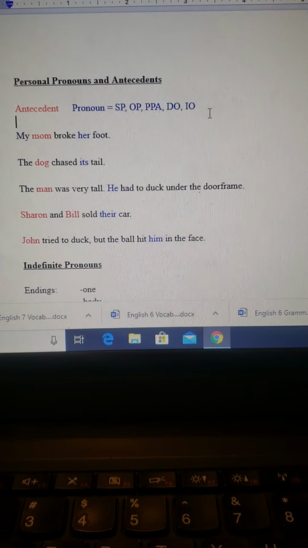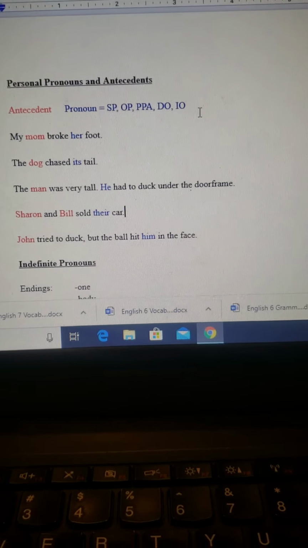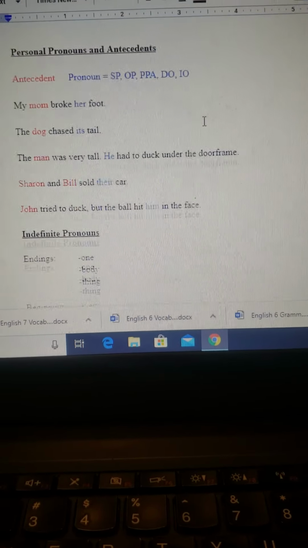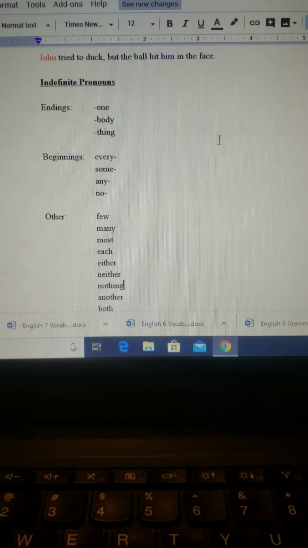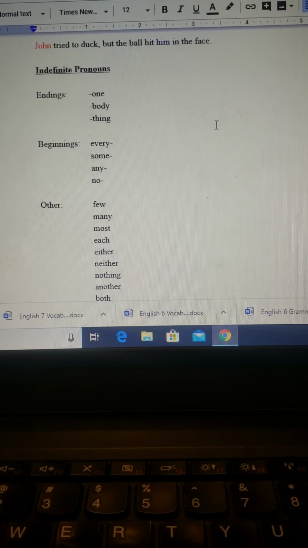I think that's probably the most difficult thing, the thing we struggled with the most. That's why I spent more time on it. Indefinite pronouns, I'm not going to spend a lot of time on. We generally did well with this. This is just identifying them in sentences. That's all I'll ask you to do.